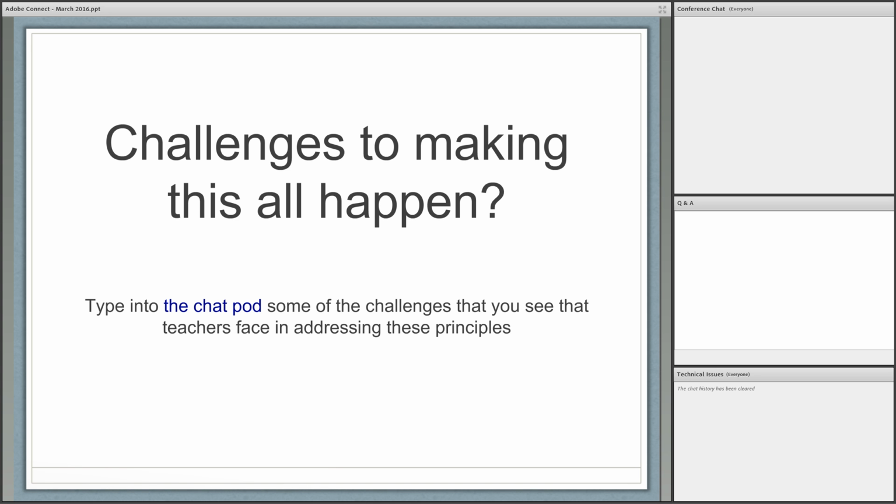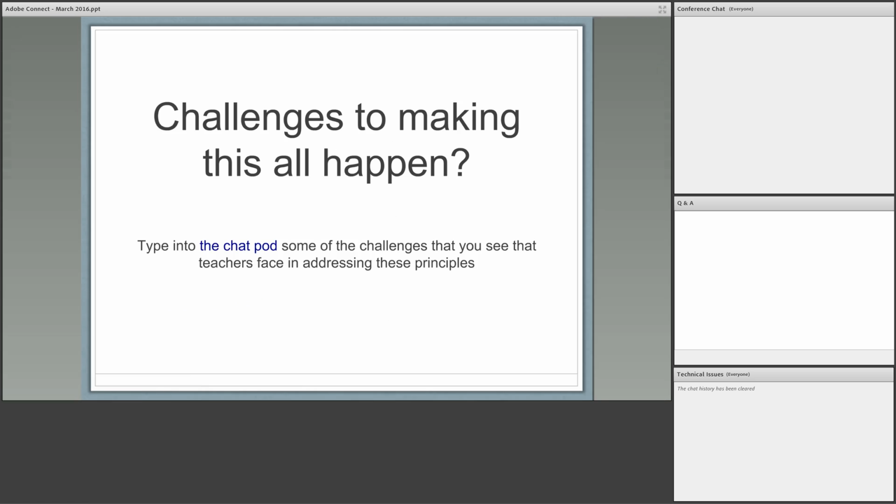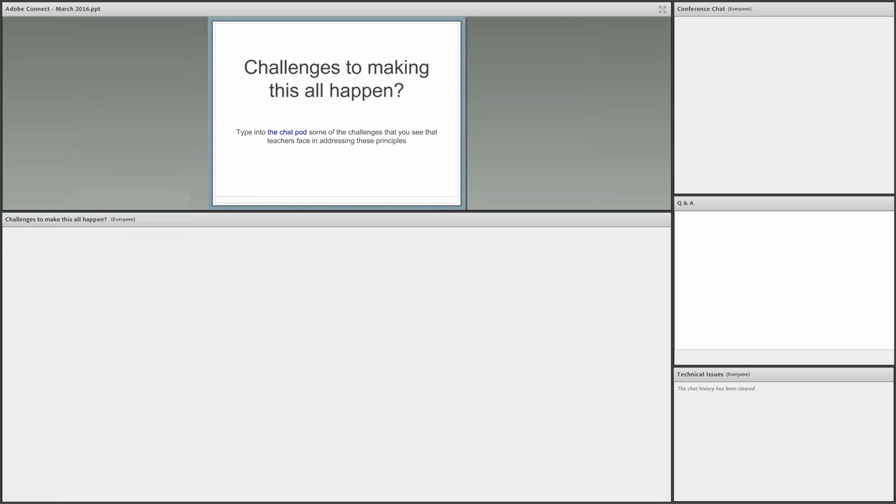So I'm going to encourage you to type into the chat pod. What do you see as some of the challenges to making this all happen? And later we'll have the opportunity to talk about what are some of the things you've done to help make this happen. But right now, let's just look at what some of the challenges are.